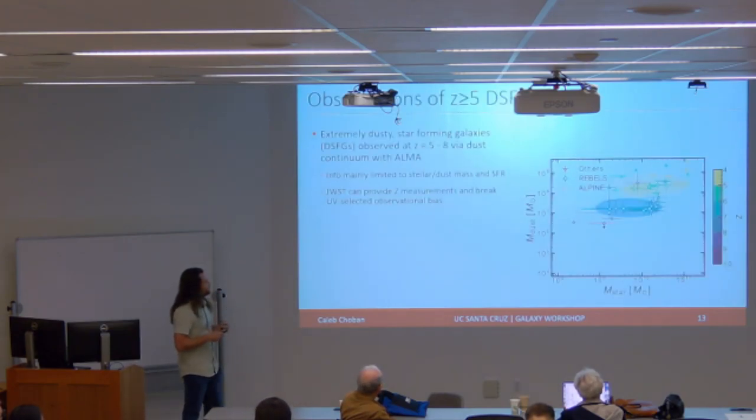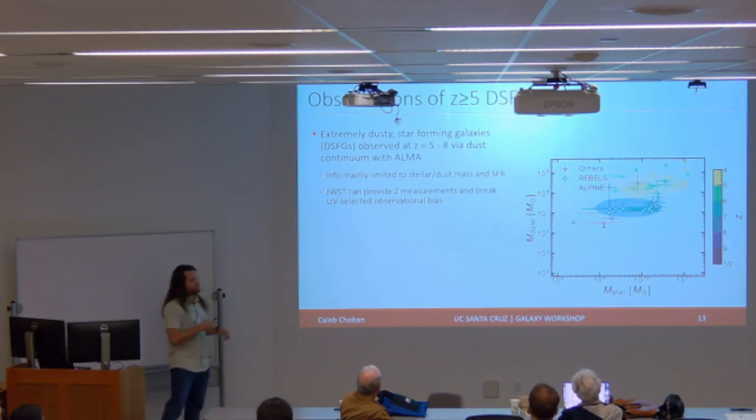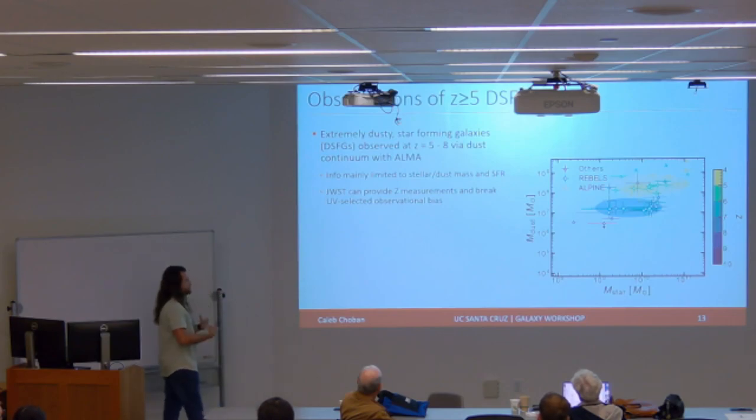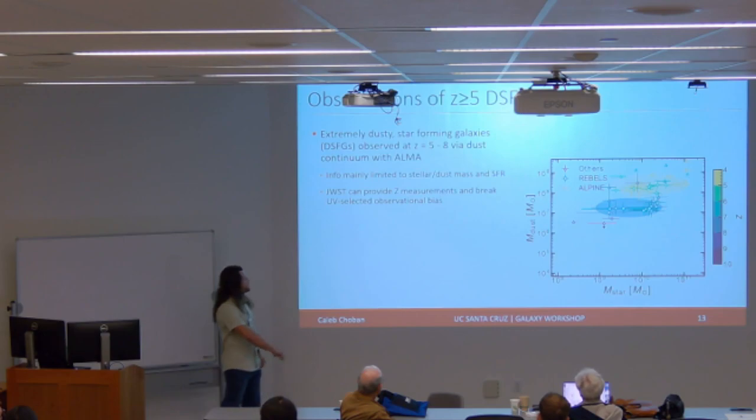So just to review, I don't think many people have talked about these, but we have these ALMA observations of extremely dusty star-forming galaxies that have been observed in the dust continuum. They're in one band for ALMA. And so the information is relatively limited. We have a stellar mass, a dust mass, star formation rate, some other ancillary stuff. So these are the main things we have. So we see we have these very massive, very dusty galaxies.